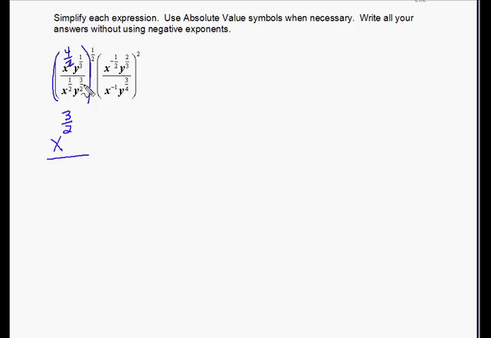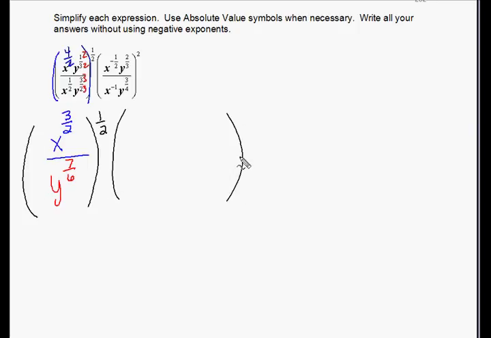y to the 1/3 divided by y to the 3/2, we need a common denominator, which is 6. So we can multiply here by 3 and multiply here by 2. And so that gives us y to the 2/6 divided by y to the 9/6. And if we subtract that, we get y to the 7/6. This is all still being raised to the 1/2 power.